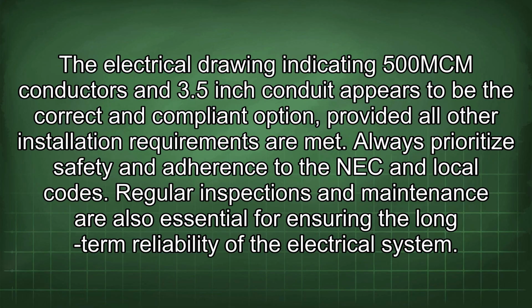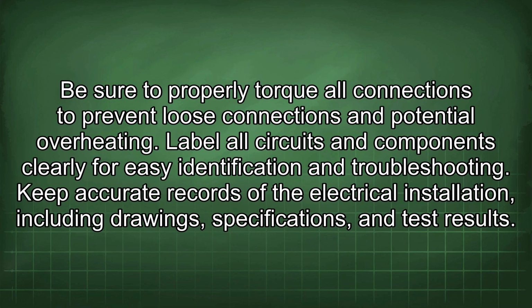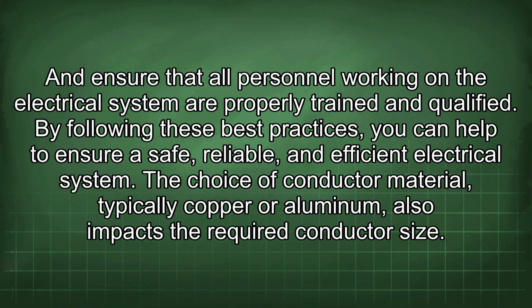Regular inspections and maintenance are also essential for ensuring the long-term reliability of the electrical system. Be sure to properly torque all connections to prevent loose connections and potential overheating. Label all circuits and components clearly for easy identification and troubleshooting. Keep accurate records of the electrical installation, including drawings, specifications, and test results. And ensure that all personnel working on the electrical system are properly trained and qualified. By following these best practices, you can help to ensure a safe, reliable, and efficient electrical system.